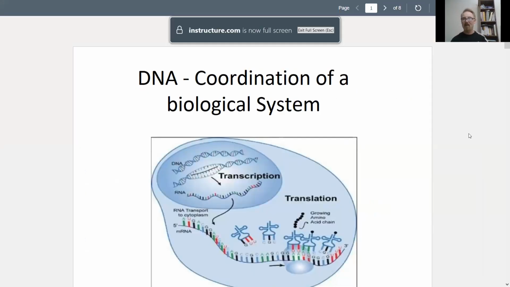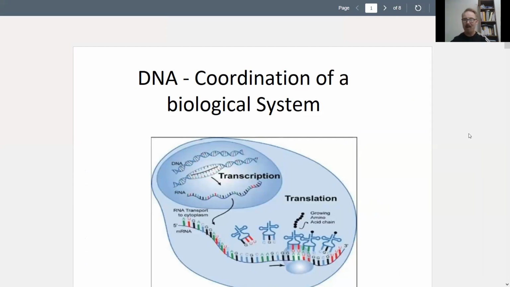So in this particular lecture, we're going to talk a little bit about how DNA goes about getting its job done. In other words, how it produces information and delivers that information to its manufacturing facilities, and then how those manufacturing facilities turn that message into the actual products, which are proteins.